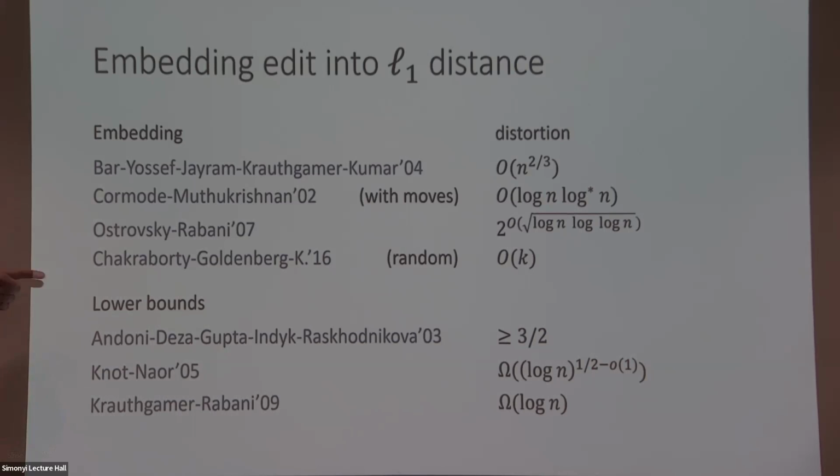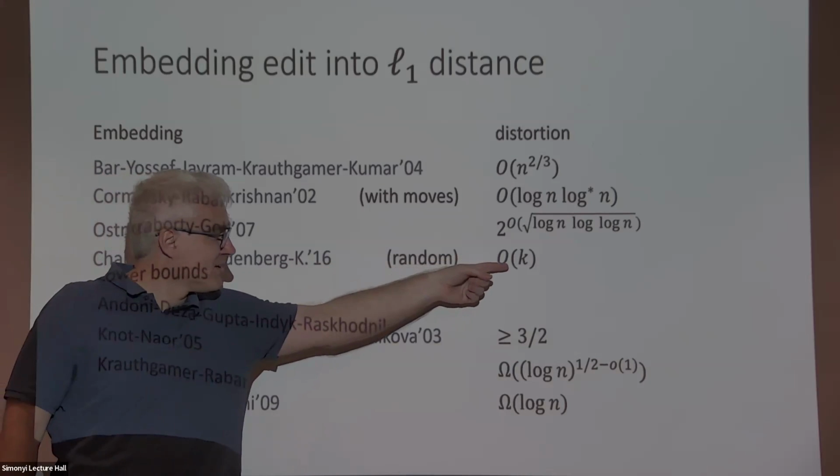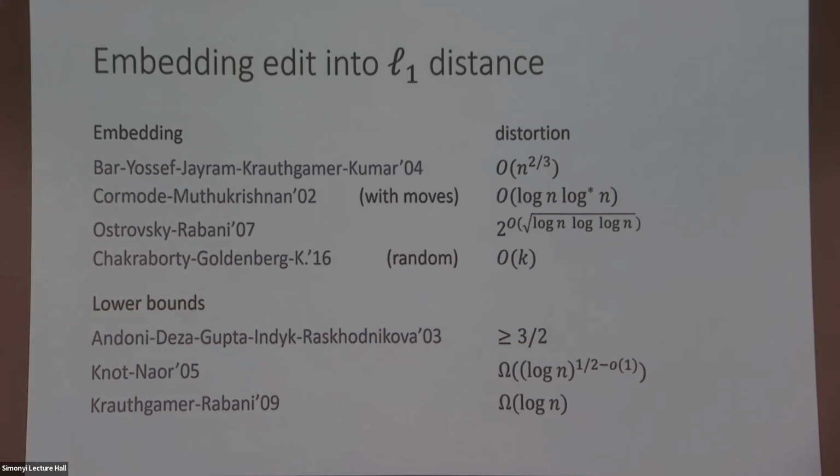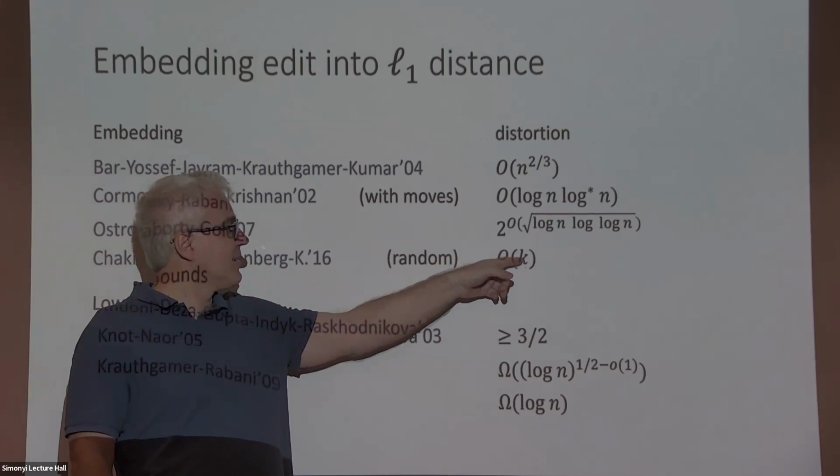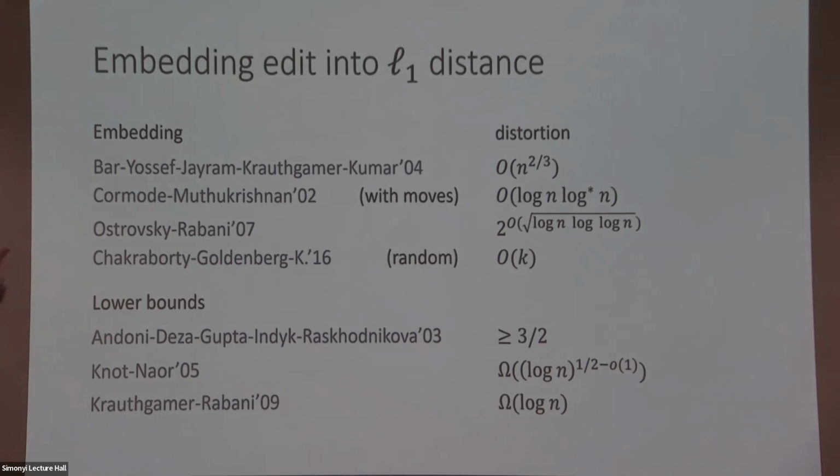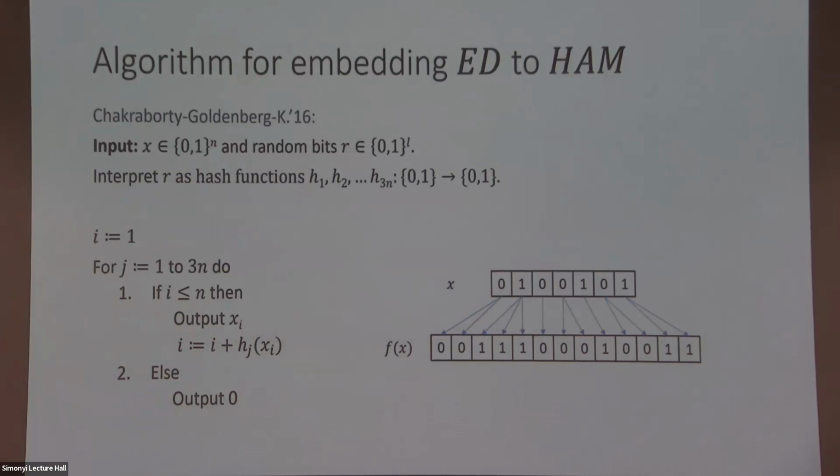And we have also, with Diptarka Chakraborty and Elazar, a randomized embedding which has distortion only order k, and I'm going to show it to you because it's very simple. It goes back to this algorithm by Barna. So if k is smaller than this number, then we are beating Ostrovsky-Rabani, but otherwise they are better. I think that result is better, and it will be very interesting to improve on it. So let me show you an embedding of edit distance to Hamming distance, just to give you some idea of what you could do.